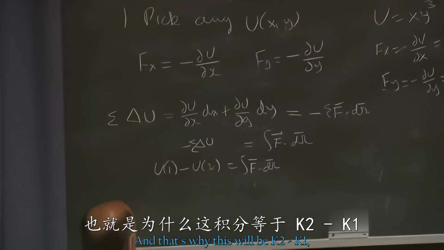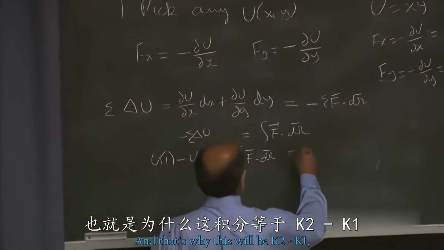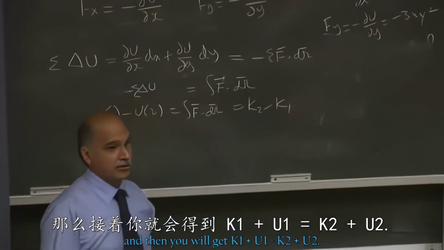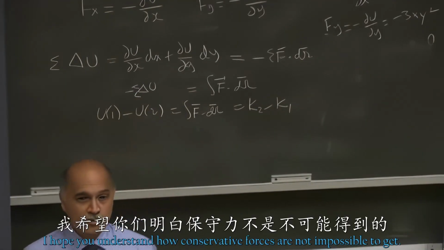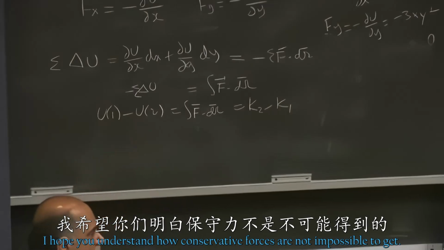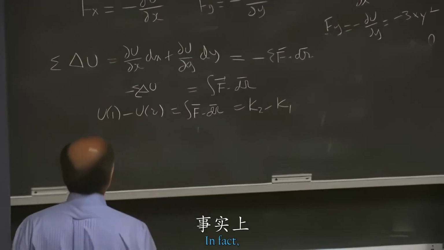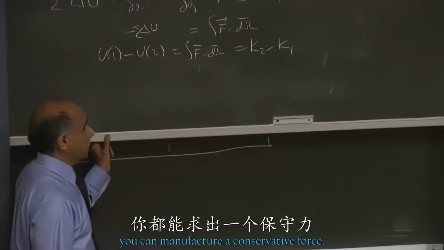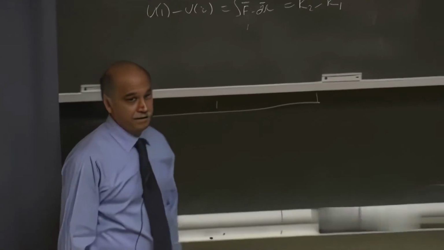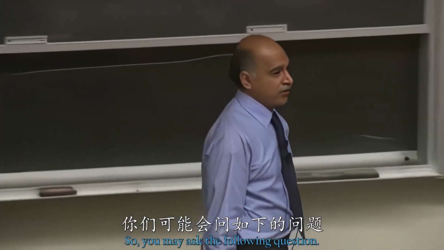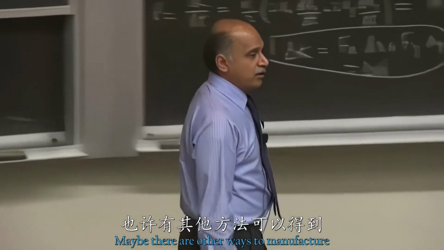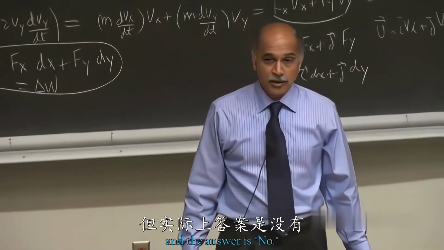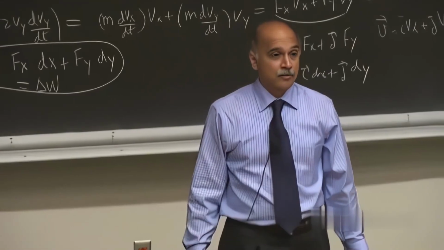And that's why this will be k2 minus k1, and then you will get k1 plus u1 is k2 plus u2. So I hope you understand how conservative forces are not impossible to get. In fact, for every function u of x and y you can think of, you can manufacture a conservative force. So you may ask the following question. Maybe there are other ways to manufacture a conservative force, and you just thought of one. And the answer is no.